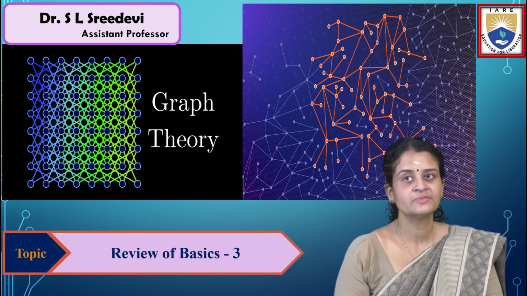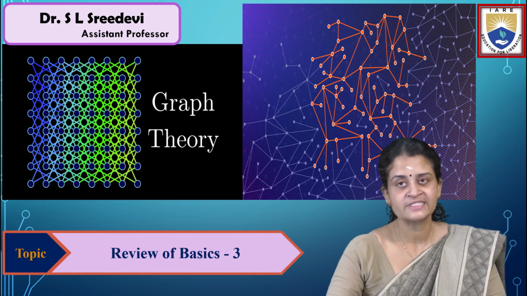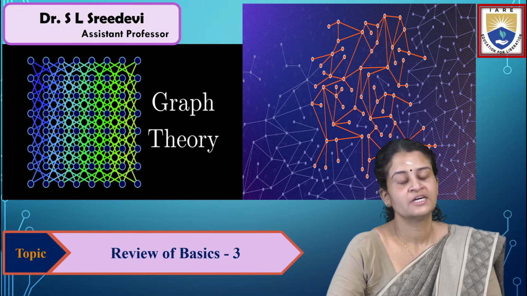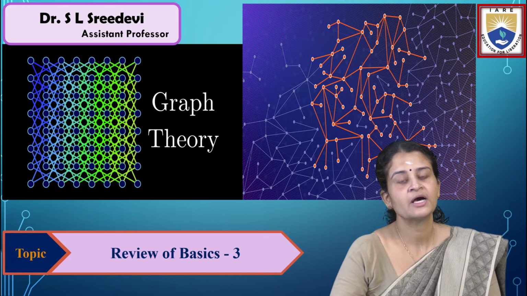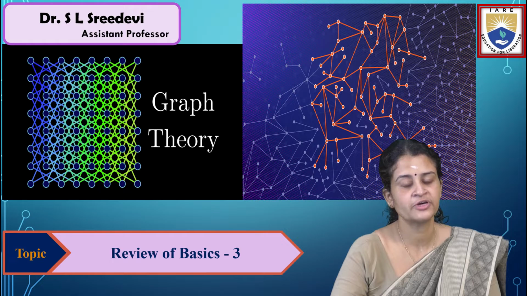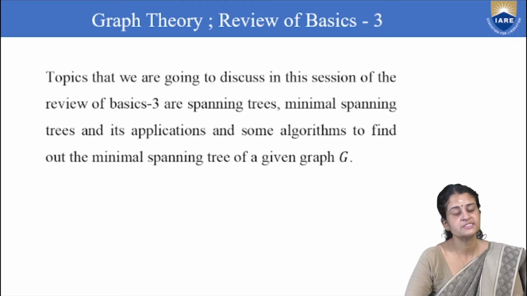Today we are going to the third session of Graph Theory Review of Basics. Today we are going to discuss some topics like a spanning tree of a graph, minimal spanning tree, then its applications, and some algorithms to find the minimal spanning tree of a given graph G. We have already seen the definition of a tree. When we are given a connected graph with n vertices, and if G is circuitless, that is, we are given a connected circuitless graph with n minus 1 edges, then G is termed to be a tree.